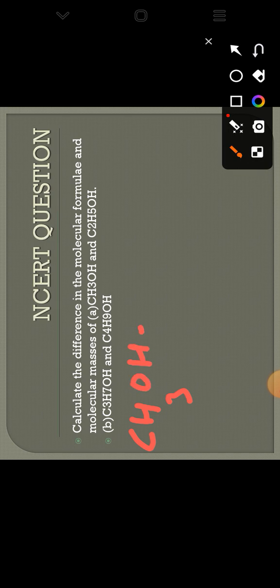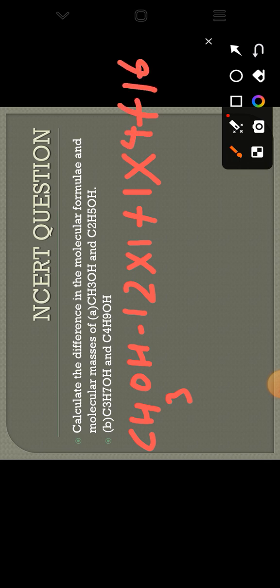Carbon, what is the atomic mass of carbon? 12. And how many carbon atoms are there? 1. Plus hydrogen atomic mass is 1. And how many atoms of hydrogen are there? 4. Plus oxygen atomic mass is 16. And how many oxygens are there in this particular formula? 1.